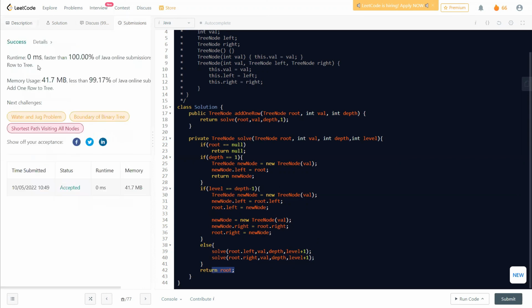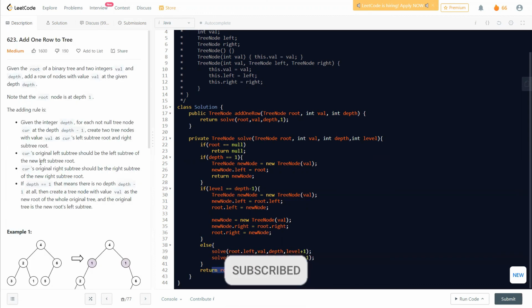As you saw, it's a 0 millisecond solution as well. So simply follow whatever steps are given to us as a rule. We simply followed that, and it's faster than 100%. So I hope this can be understood easily.